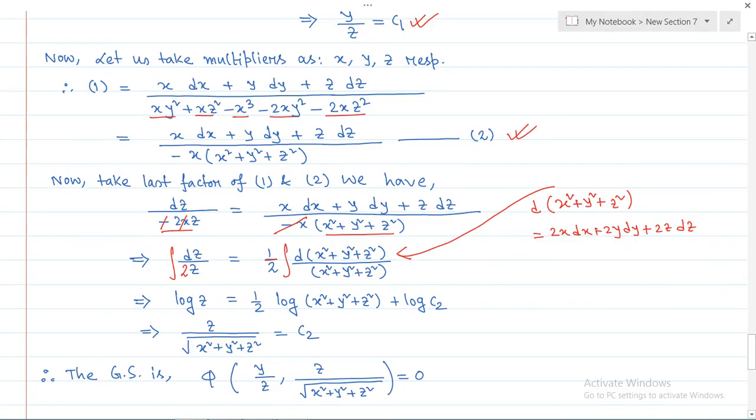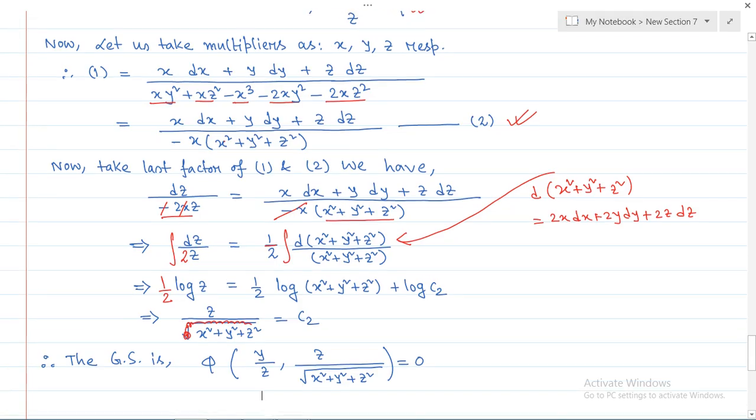So what will we have? 1 by 2 is already there. Sorry, I had missed it earlier. So it will become integration of 1 by 2 dz upon z is log z, equals 1 by 2 log of x square plus y square plus z square plus log c2. So this half you can cancel and adjust with c2. So this square root definitely will not come. So if you take this on the left hand side, you have log a minus log b, so log z upon x square plus y square plus z square equals c2.